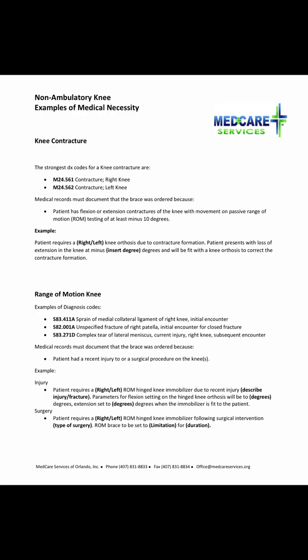Then when we get to the example, if in fact it was an injury, it would read as follows. Patient requires, and this time we'll choose a right side, so patient requires a right range of motion hinged knee immobilizer due to the recent injury, and then they would describe the injury. An example could be, say, a patella fracture. Parameters for flexion setting on the hinged knee orthosis will be to so many degrees in flexion and in extension when the immobilizer is fit to the patient.